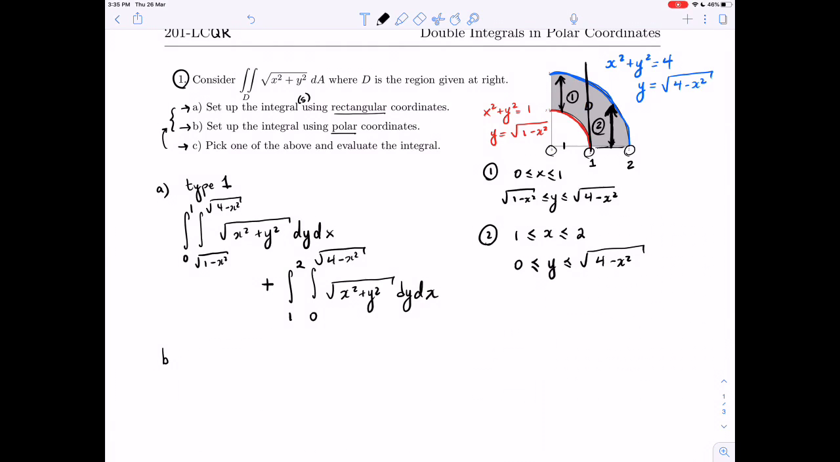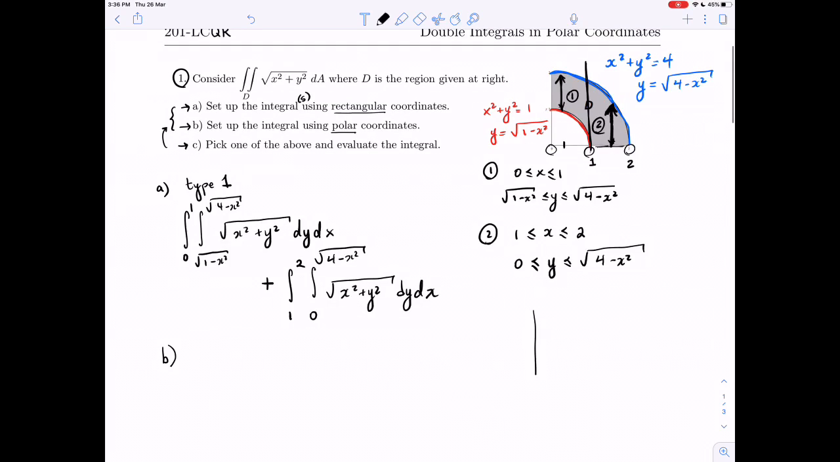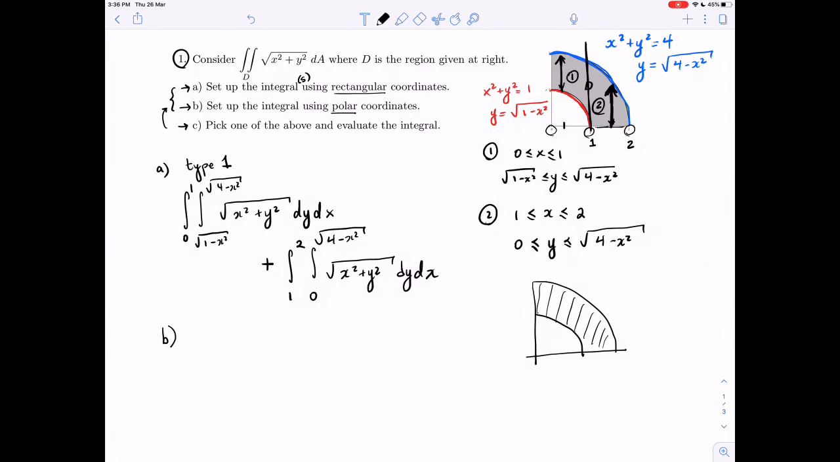So now we're going to try and set up this region in terms of polar coordinates. So let me redraw this region so that we can draw all of our lovely inequalities on it. So in terms of a polar region, we always want the inequality with respect to theta first. The inequality with respect to theta, theta is going from 0 to pi over 2.